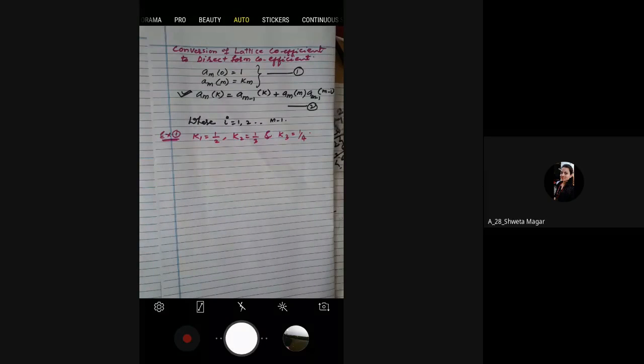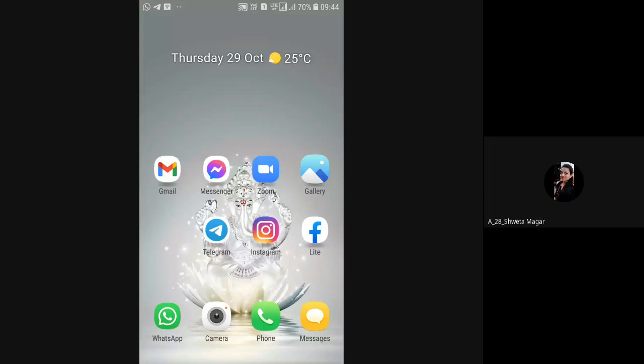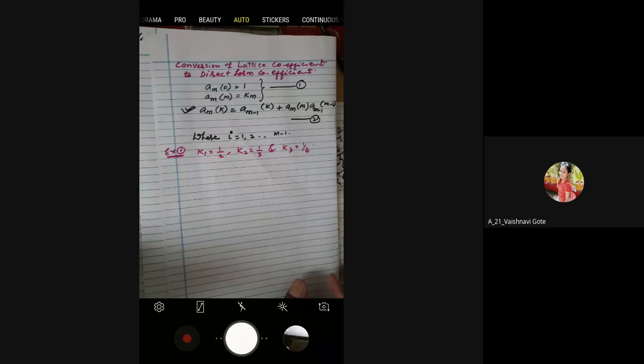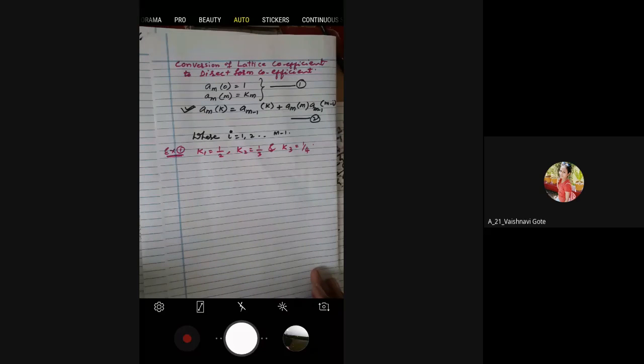Have you noted the question? Can anyone read what you have written? Please read the question quickly. Consider an FIR lattice filter with coefficients K1 is equal to 1/2, K2 is equal to 1/3, and K3 is equal to 1/4. Determine the FIR filter coefficients for the direct form structure. Very good. Now let us write a solution for this.